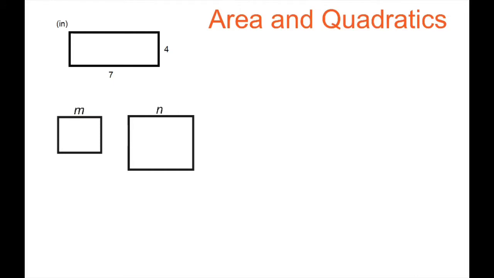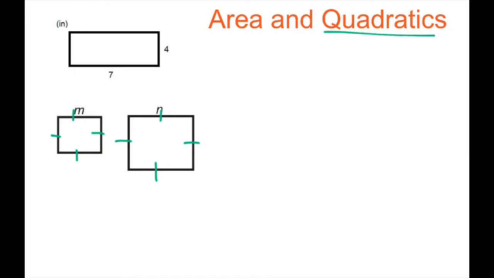So this video is on area and quadratics and what the relationship is between the two. So we have two shapes up here. We have a rectangle, and it looks like we have another rectangle and a square. These are all supposed to be, M and N are supposed to be squares. So we know that if they are squares, they have all equal sides. Okay, that is important when I'm talking about quadratics.